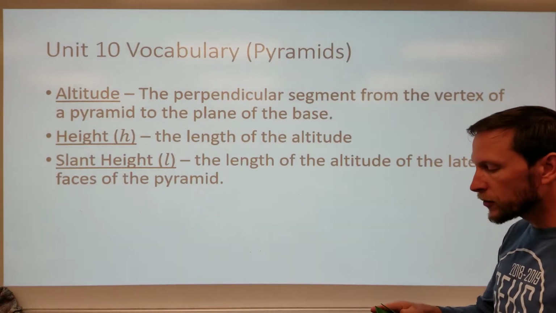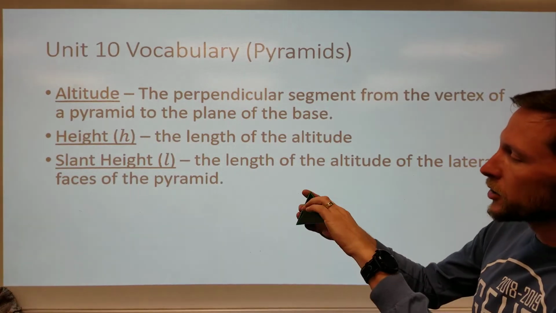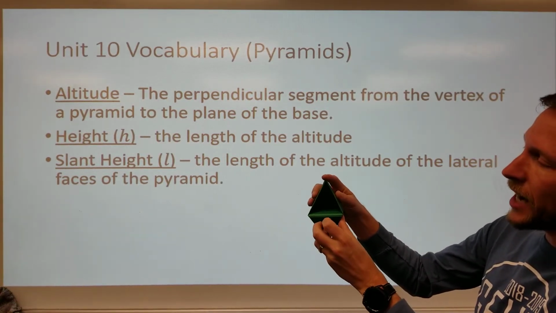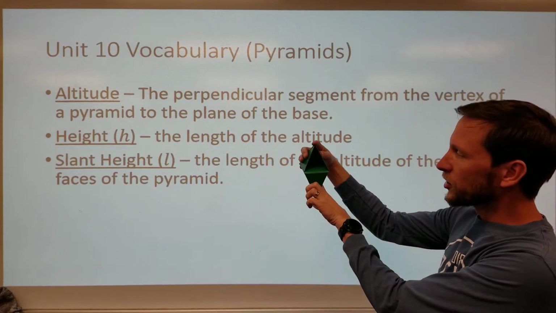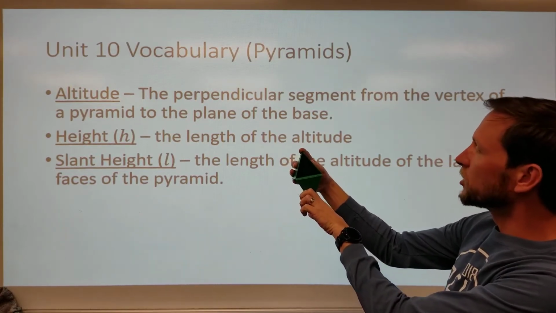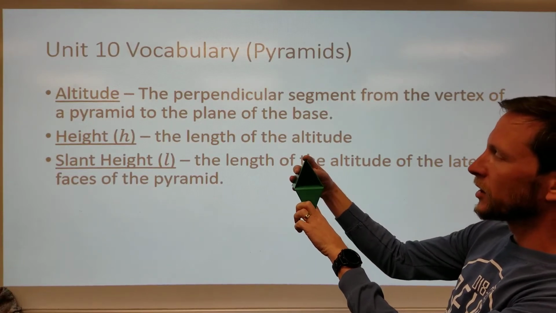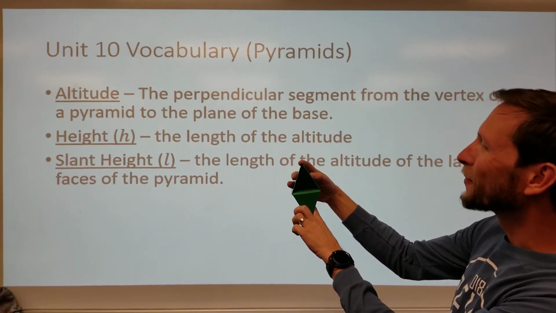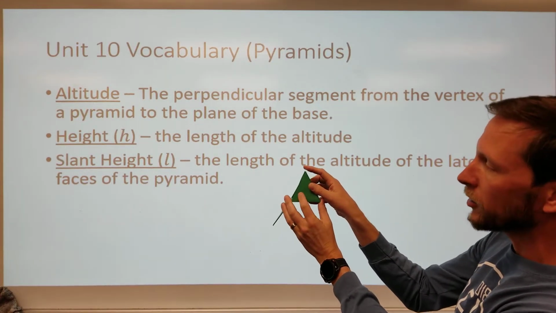Now the altitude of our pyramid is the perpendicular distance from this vertex at the top to the center of the pyramid's base. That height, or that altitude, is that segment. The distance there is called the height. But then there's this other notion of the slant height, and that is how tall one of these triangles is.